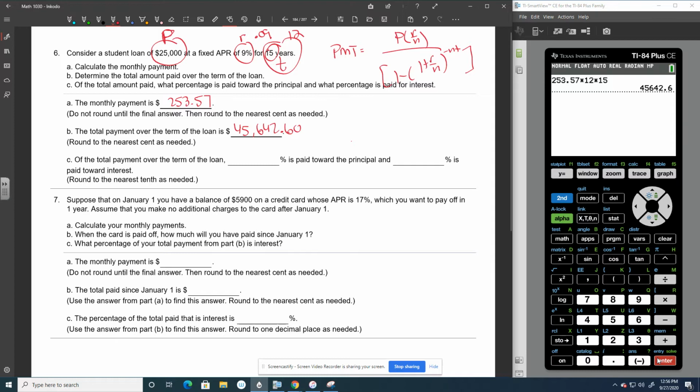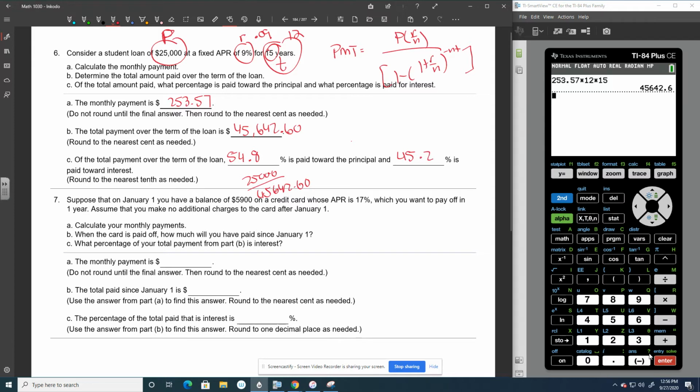$45,642.60. Again, round to the nearest cent. Of the total payment over the term, what percent is paid towards the principal and what percent is paid toward the interest? Well, the principal was $25,000, so you would divide by the total amount that you paid, and that's going to give you 54.8%, which means the rest goes towards interest. So the rest of that's going to be 45.2%.